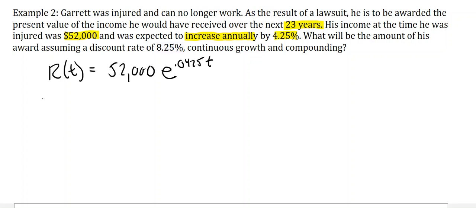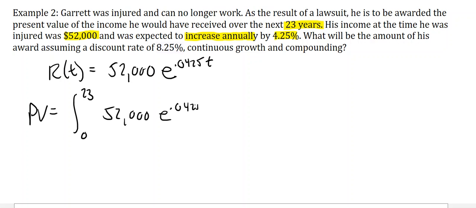All right. So then our integral for present value is going to be the integral from 0 to 23 of our revenue or income stream. I use revenue and income interchangeably, as I explained in another video, it means the same thing. Now, this is simply the revenue, remember. We now need to multiply that by e to the negative 0.0825 t, dt.